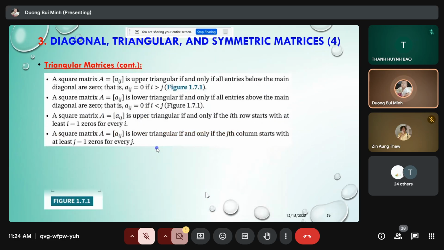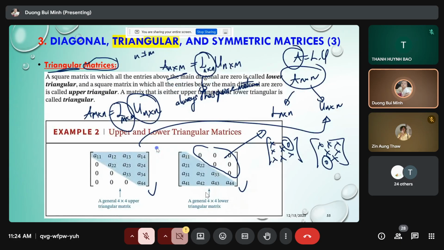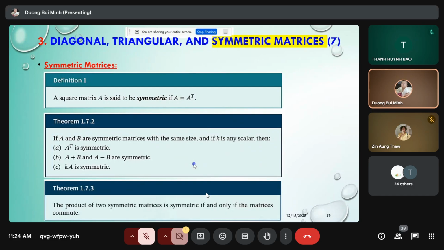Okay, next. We have some properties and some descriptions, but you just follow the format and you can understand. Symmetric matrix. We have a square matrix A. It is said to be a symmetric matrix if A equals the transpose of A. If A equals its transpose, we say A is a symmetric matrix.